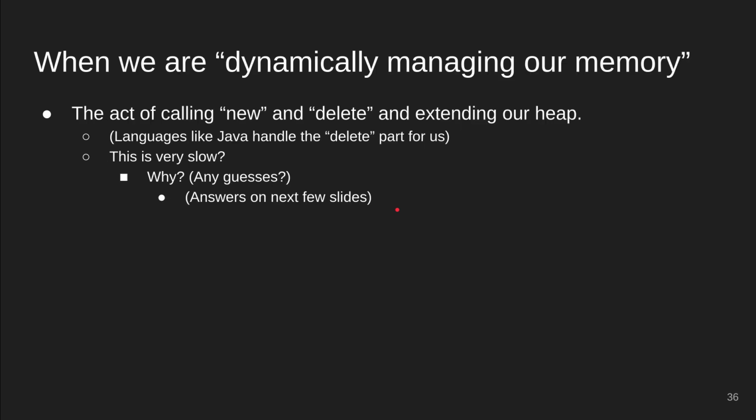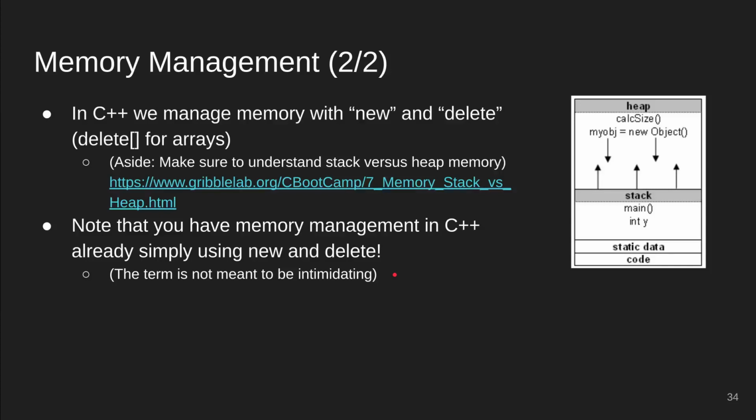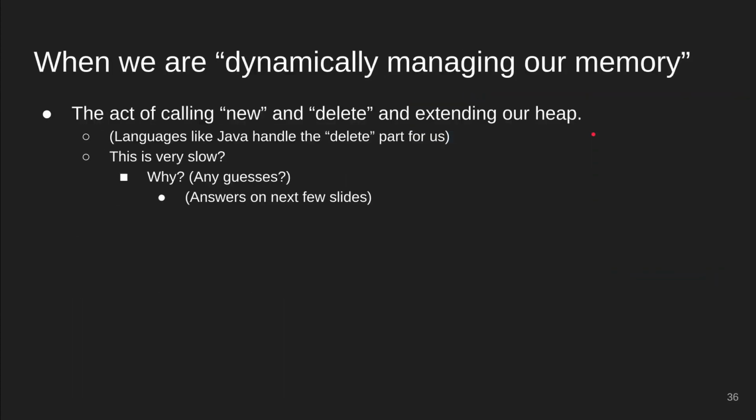So again, when we're dynamically managing our memory, we're extending our heap. That heap section of memory that was back here. We're making this section bigger because we're growing it at runtime. And this is very slow. Can anyone remember why this is very slow to allocate on the heap? Go ahead and pause the video for a moment and think about it.